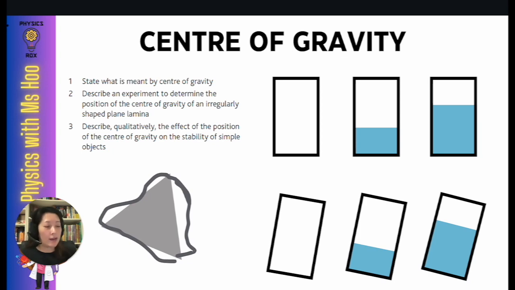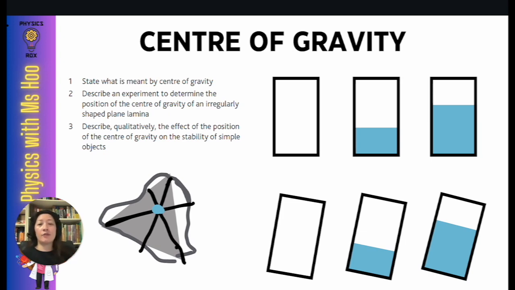you want to hang the card from 3 different points on that irregular shape, hang the plumb line in front, then mark the position on that card, and then draw the lines in such a way so that you'll find the center of mass, which is the intersection point of all those lines. So I do have a video which explains and demonstrates this experiment. So if you don't remember the experiment, please watch that video.